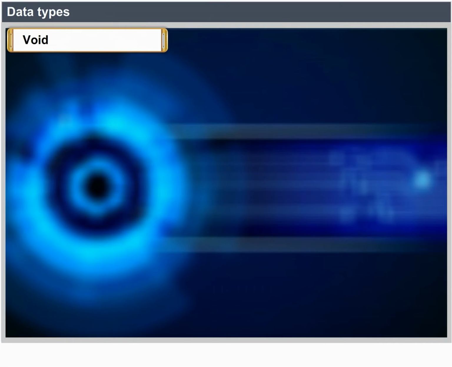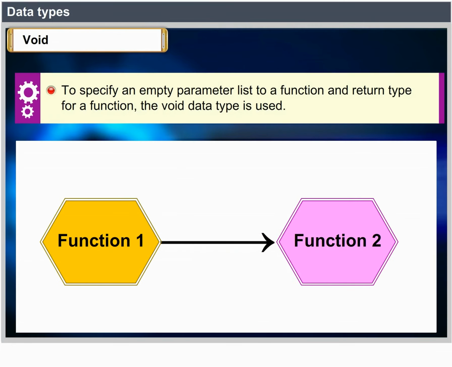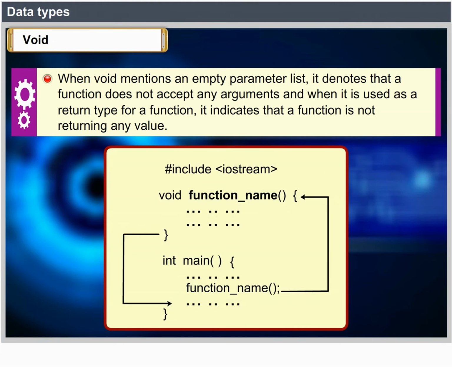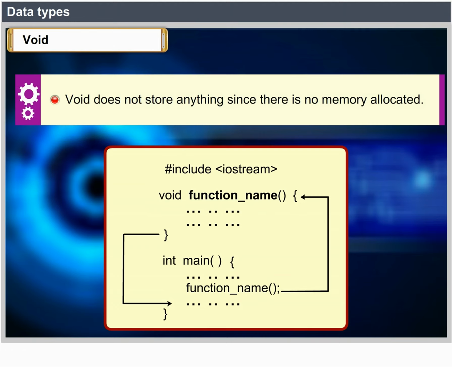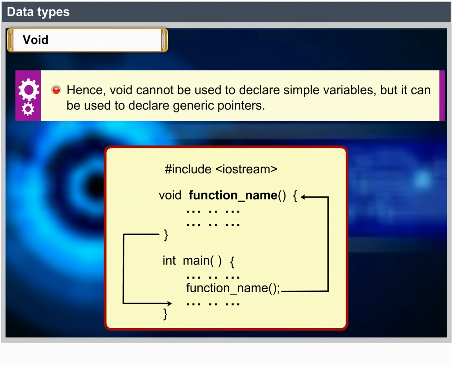Void. The void data type is used for specifying an empty parameter list to a function and a return type for a function. When void is used to specify an empty parameter list, it indicates that a function does not take any arguments, and when it is used as a return type for a function, it indicates that a function does not return any value. For void, no memory is allocated, and hence it cannot store anything. As a result, void cannot be used to declare simple variables. However, it can be used to declare generic pointers.